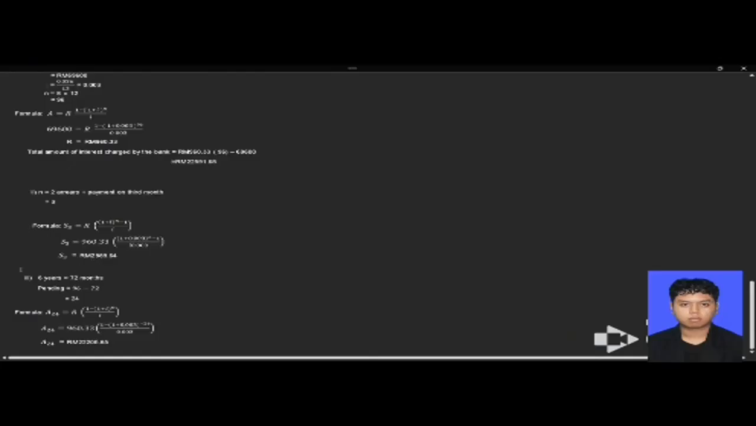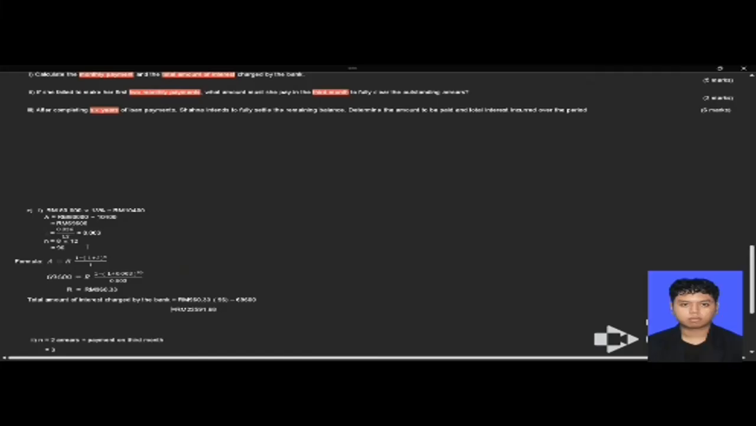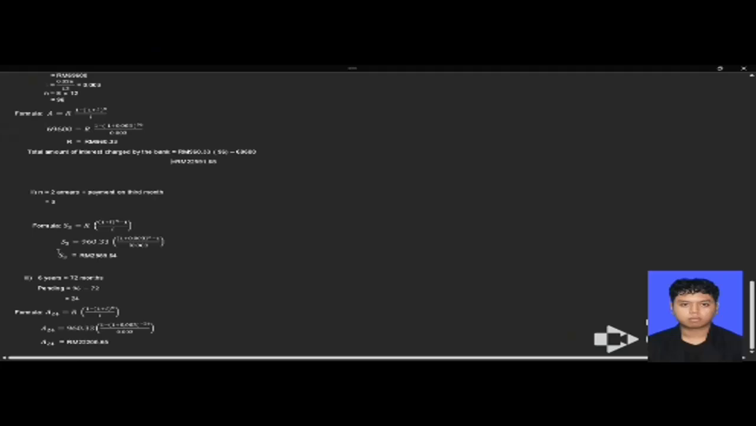For the last one, after 6 years of loan payments, Shana intends to fully settle the remaining balance. We first have to find the remaining balance in months to get N. The remaining balance is 24 months. After that, we can use the info that we got from all of the questions and the paragraphs to substitute them into this formula. In the end, we will get our answer, which is 22,205 ringgit and 65 cents.